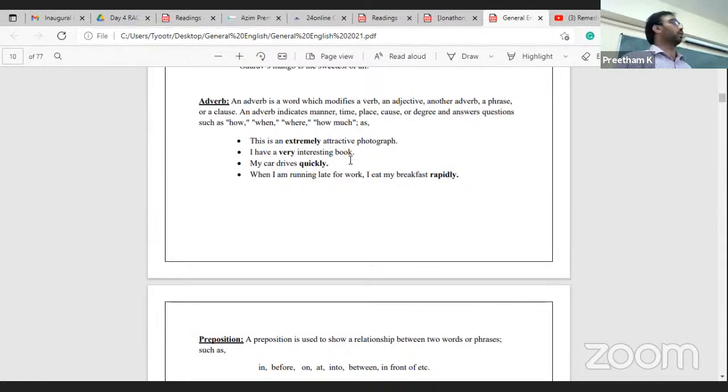I have a very interesting book. Very is also an adverb because it is describing interesting. So I have a very interesting book. It is describing the noun also.